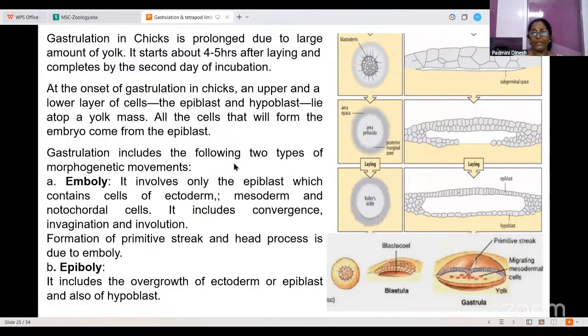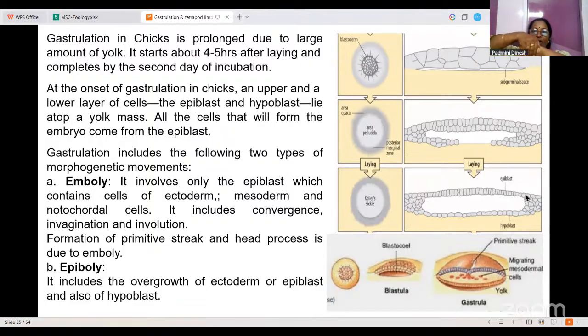And following the gastrulation, two types of morphogenetic movements occur: emboly and epiboly. Here, you're going to learn one more new terminology, emboly. Till now, we talked about invagination, involution, ingression, delamination, and epiboly. Now, we're going to talk about emboly. What is emboly? It involves only the epiblast, which contains cells of ectoderm, mesoderm, and notochordal cells. It includes convergence, invagination, and involution, and the formation of the primitive streak that is going to occur over there. That's called emboly.